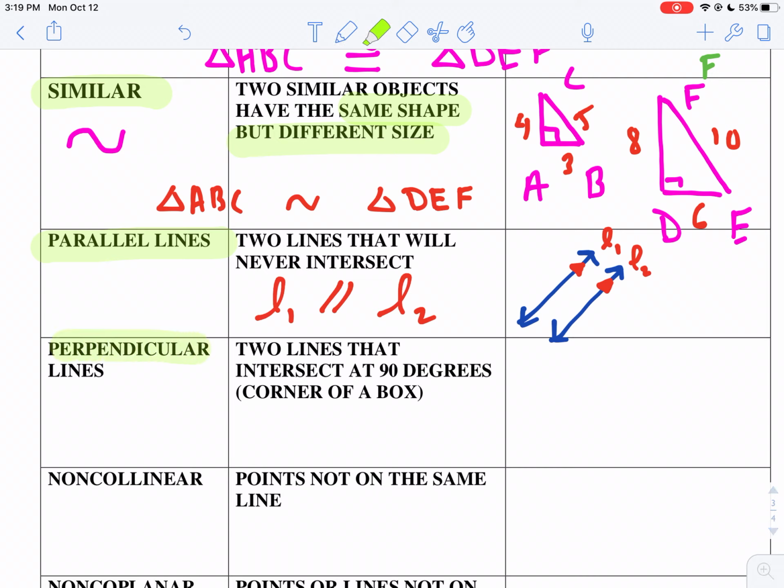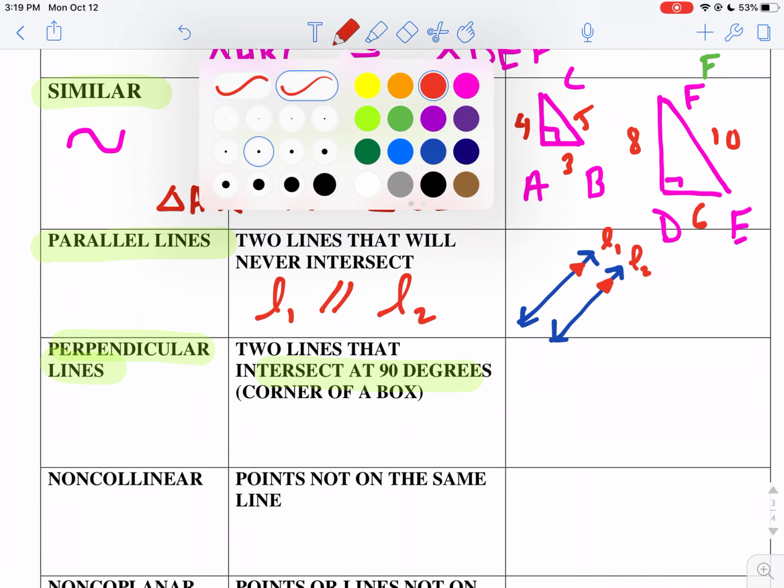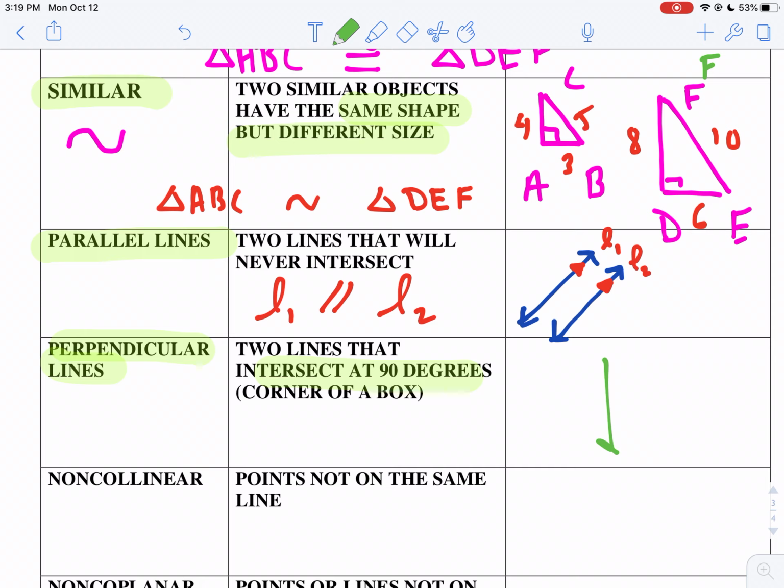Perpendicular lines. Perpendicular lines are lines that intersect at 90-degree angles. I usually tell the kids if you can put the corner of a box between the two lines, then they are perpendicular. In geometry, what they usually do is they put a box. So I'm going to draw the lines for you. And they usually put a red box in here like that to denote that those two lines are perpendicular. Okay, so I'm going to use M and N. So you can say that M is perpendicular to N. That's how you write it.